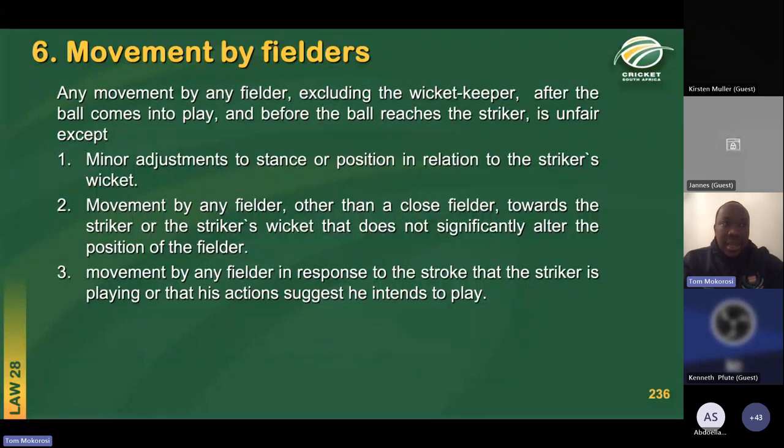What is allowed is any fielder behind the striker to move in response to the stroke that the striker is playing or that his or her actions suggest that he or she intends to play. So the first slip fielder, you saw it in the picture where Bavuma got caught by the Bangladeshi wicketkeeper. The Bangladeshi wicketkeeper was far down the leg side. That was allowed. The first slip fielder was already running as well in anticipation of that lap sweep and was out of his position at first slip and was almost behind the stumps, almost in the wicketkeeper's position when the ball was struck by Bavuma. So if a fielder is not in sight of the striker, then he or she is allowed by law to move in anticipation of the shot that is being played.